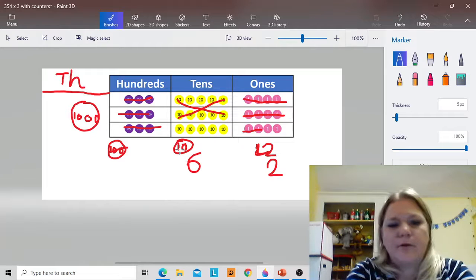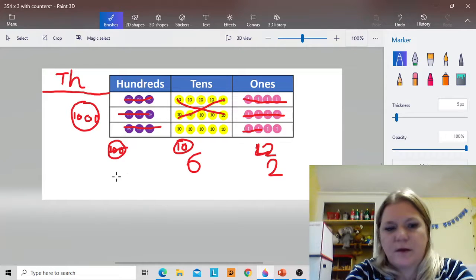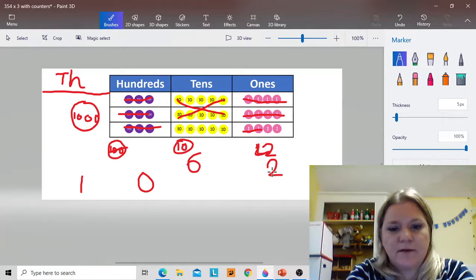So now, if we have a look at our answer that we've got, we've got 1,000, we've got 0 hundreds, we have 6 10s, and we have 2 1s. So our final answer is going to be 1,000, no hundreds, and 62. Tell me what that number is. Well done, 1,062.